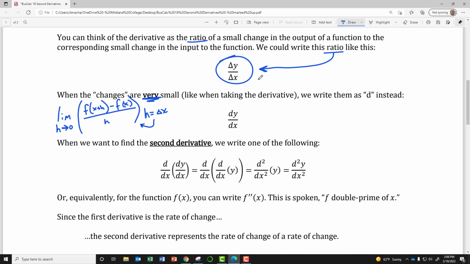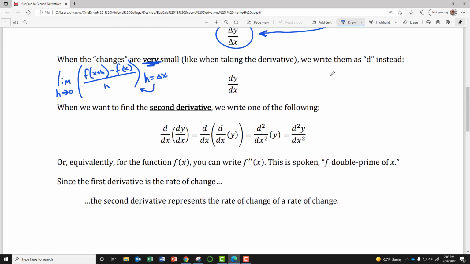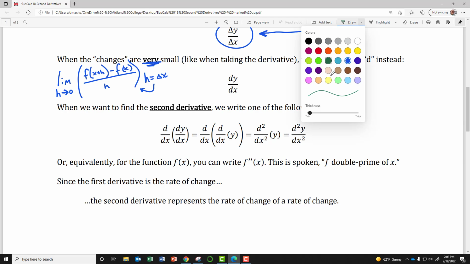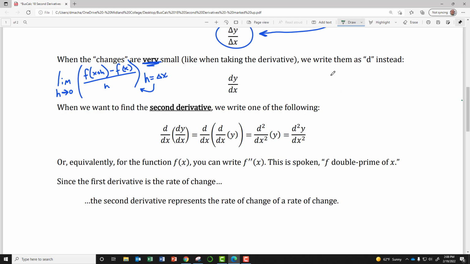You can think of h as that change in the x value here. But basically, we use this limit to say h is approaching 0 because we want these changes to be very, very small when taking the derivative. And to show that those changes are going to be really small, we wrote them as a lowercase d instead of the capital delta. And so this is just another way to write the derivative that I'm sure we're already familiar with, right? And whenever we want to find the second derivative, so this is the new part that maybe we're unfamiliar with, we're going to write one of the following things. We have to use some kind of notation to talk about the second derivative. So we might write that we're going to take the derivative with respect to x of the ratio dy dx. Or we might say that we're going to take the derivative with respect to x of the derivative with respect to x of y, because my y is my dependent variable there. So these are meaning the same thing, hence the equal signs.